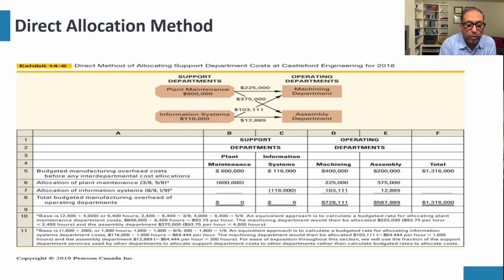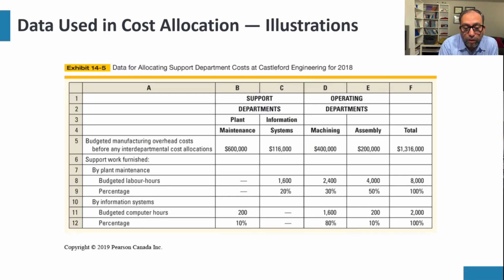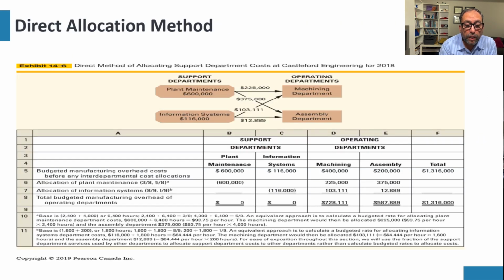So what we are doing is dividing this $600,000 maintenance department cost among the machining and assembly. What proportion do we use? If we see only this and this, not taking the total, it's going to be 6,400. So if we divide 2,400 by 6,400 times the total cost of 600,000, we get this. This is direct allocation. So what we are distributing of the 600,000 to machining department, we see here 225, sorry, this is 225 and 375.